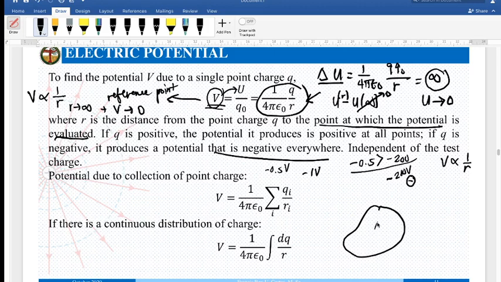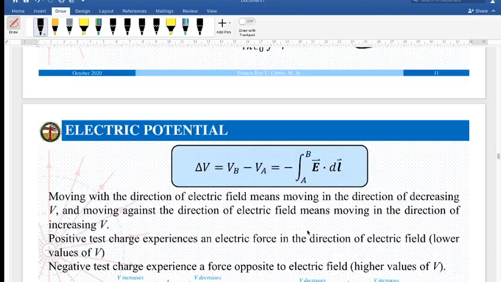Since it is a continuous charge, we take a small dq. At a point P, where we want the potential, it will produce exactly dv, right? So you just have to integrate so you know the contribution of each of the infinitesimally small charges inside the continuous distribution of charge. Okay, so you just have to deal with this one.